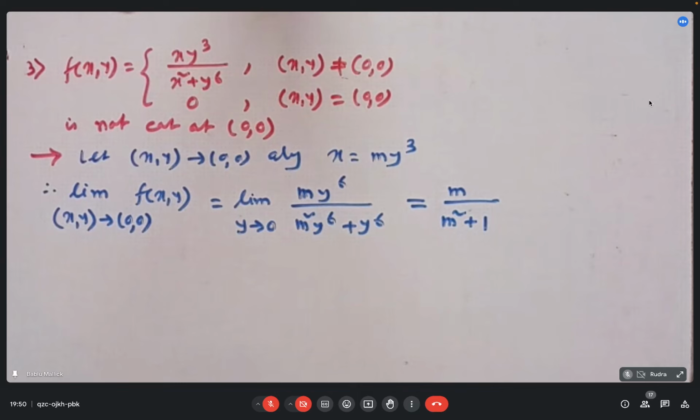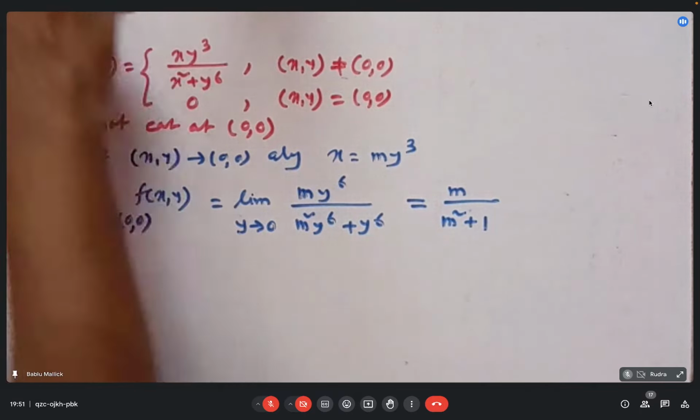Therefore, the limit does not exist, and hence the function is not continuous at (0, 0). Write it as homework.